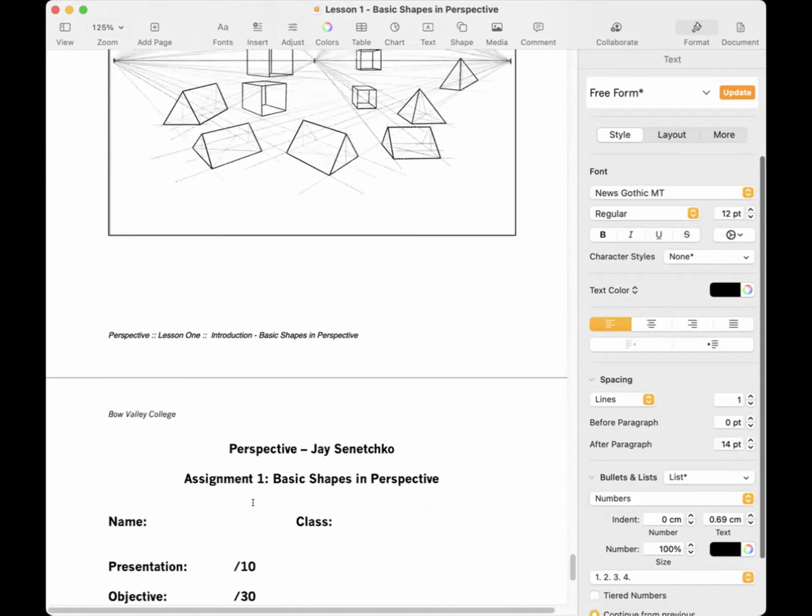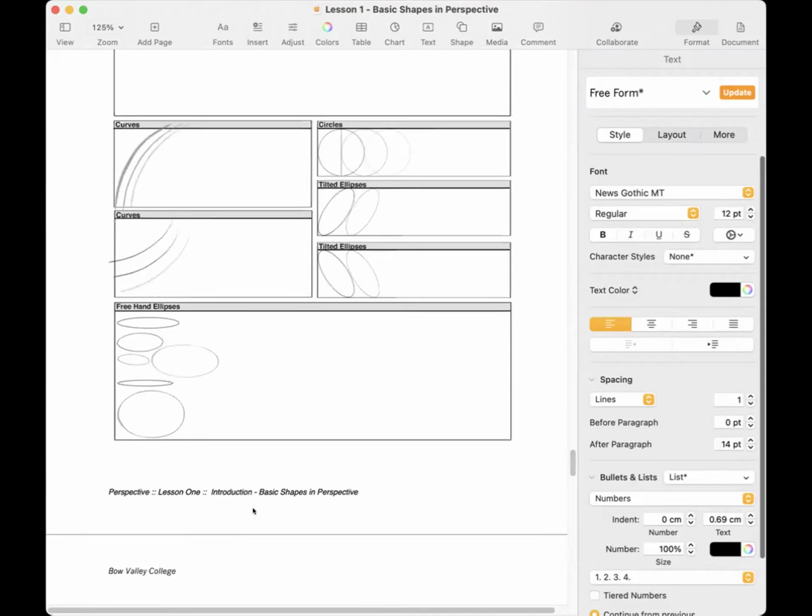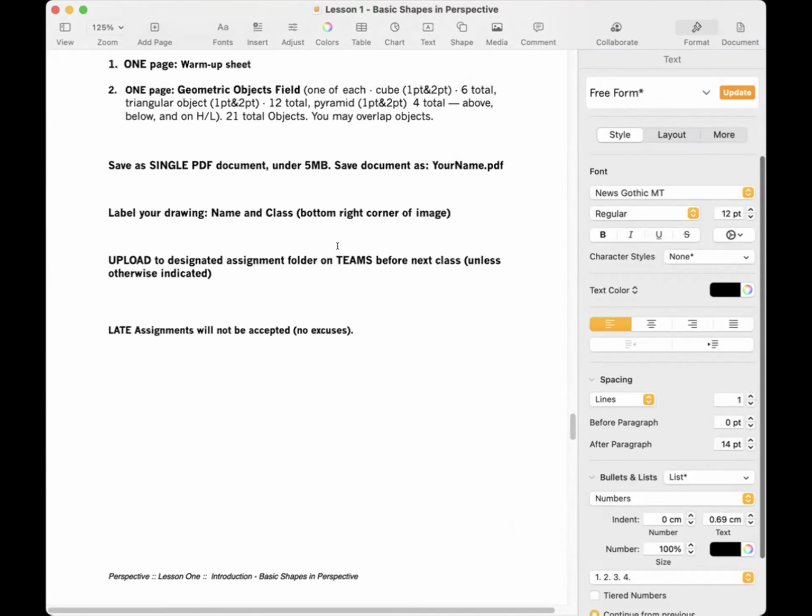Both of these things I want you to combine into a single PDF. You are going to name that PDF yourname.pdf. Okay? If you don't know how to make a PDF, ask one of your more tech-savvy classmates, or Marie. They will be able to walk you through this process way more easily than I will. I only want one PDF though, and 2 parts to that PDF. Warm-up page, perspective object page. That's it.